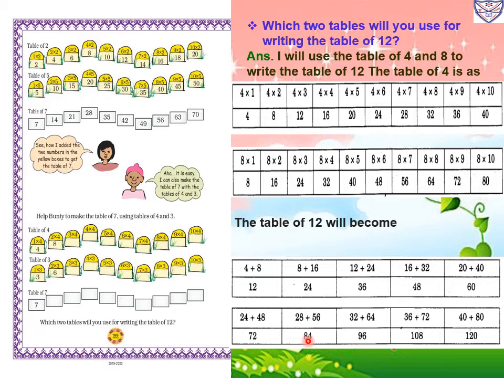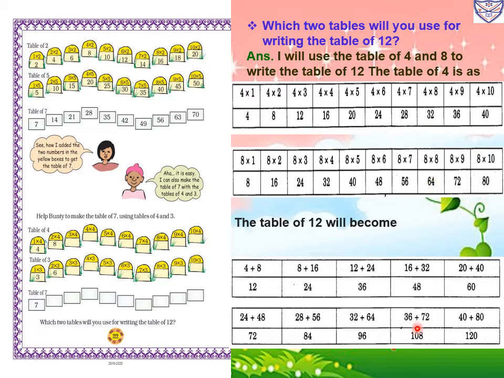Now 12 sevens are 84. Now for 84 we will add 28 and 56. So we will get 84. Now 12 eights are 96. So we will add 32 and 64.